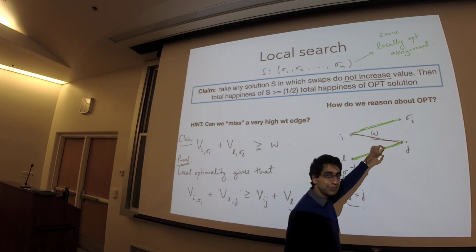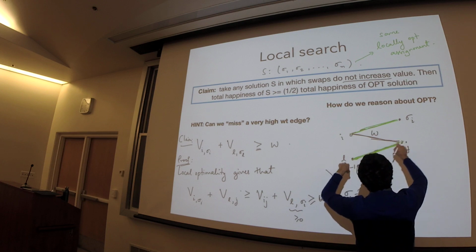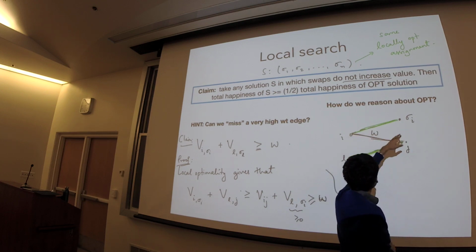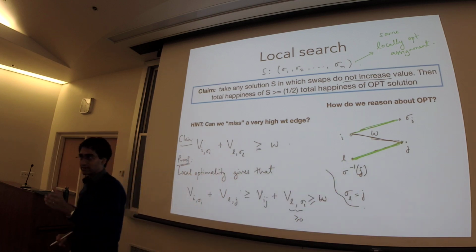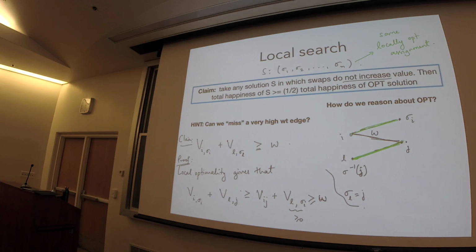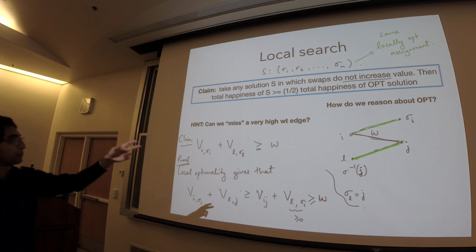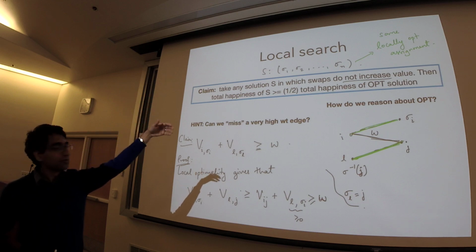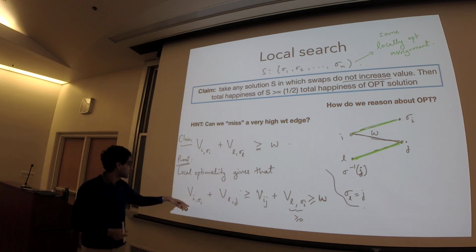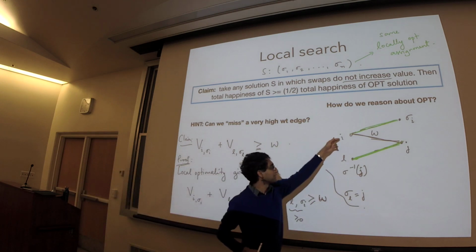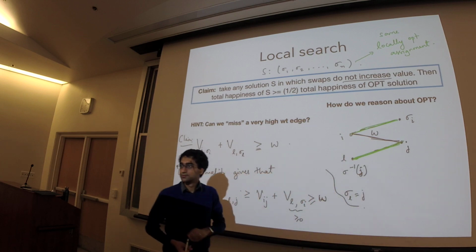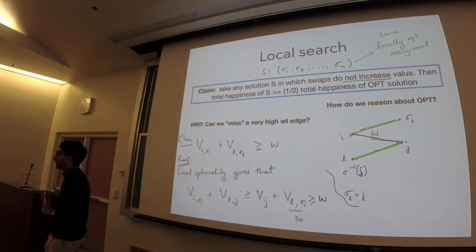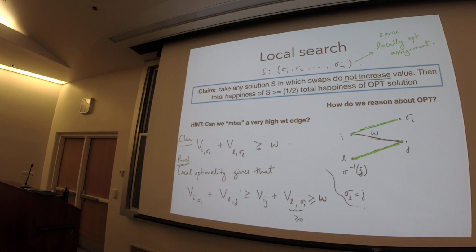And it has to be that, because otherwise swapping the gifts of these two meant that J would have been given to I, and this would have gotten a non-negative value. So the fact that you did not swap, the fact that it was locally optimal, means that the current happiness value of I plus the current happiness value of L is at least the weight of this edge. So that is the argument, that you don't miss any very heavily weighted edge.